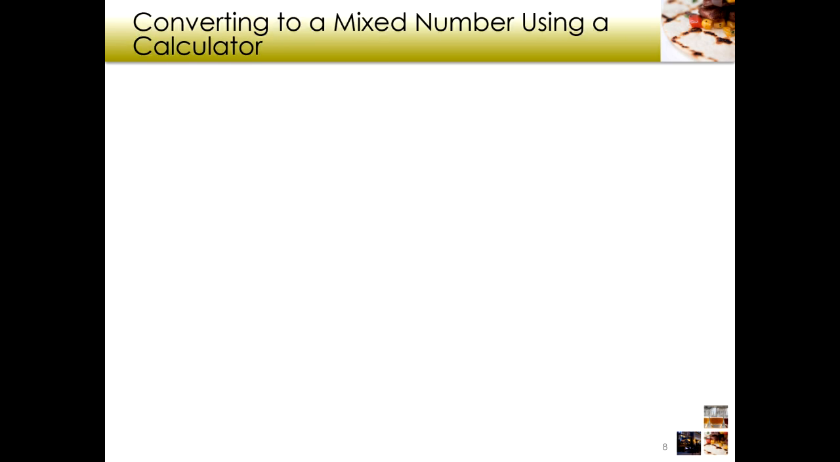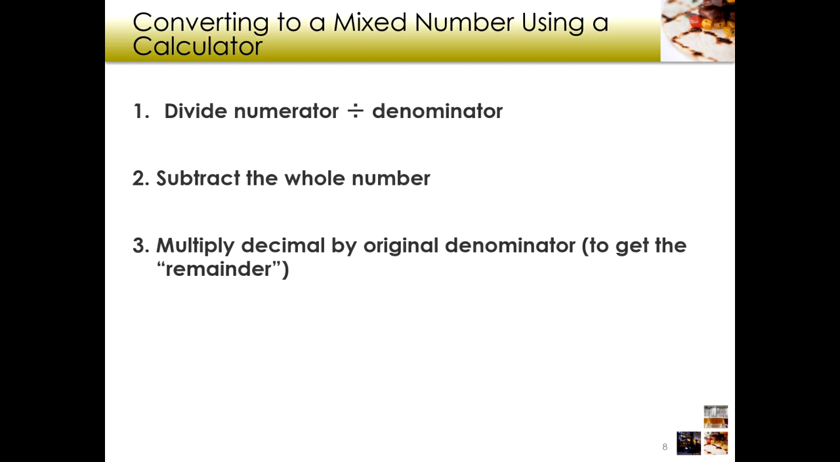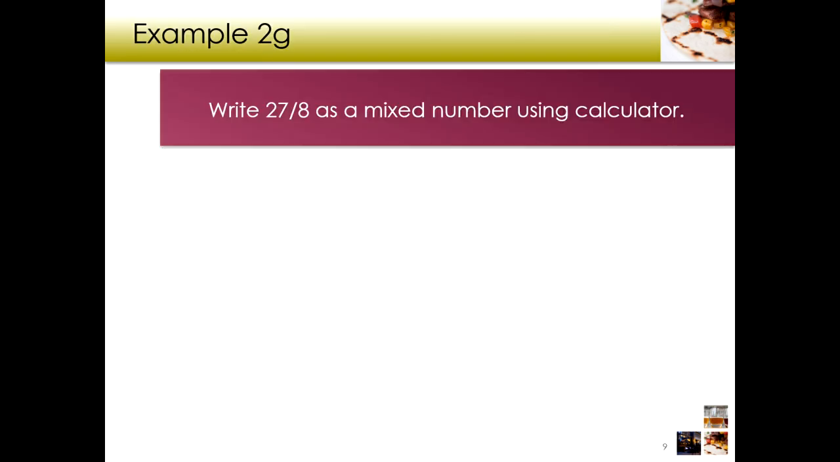So converting using a calculator now, we'll take our numerator and divide it by our denominator, just by punching it into a calculator. And then we can subtract the whole number and then take the remaining decimal and multiply that by our original denominator. So I'll show you in the next example here.